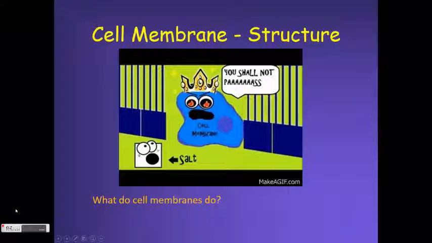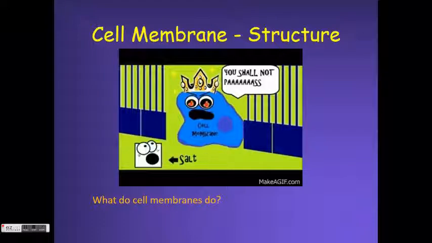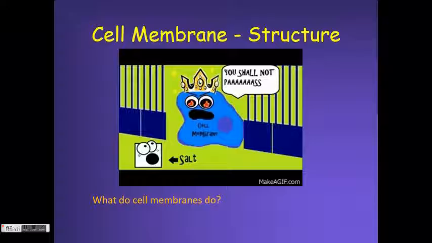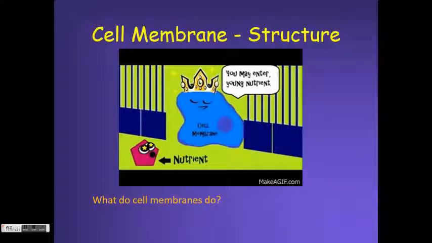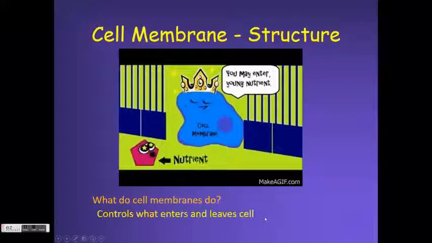Welcome back to biology. This particular section is about the cell membrane, in particular the structure of the cell membrane. We had learned earlier this unit about cell parts, and the cell membrane we said was important because the cell membrane has the job of controlling what enters and leaves the cell.